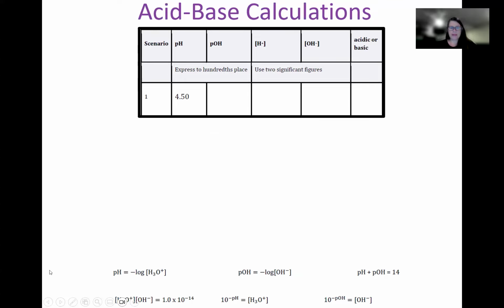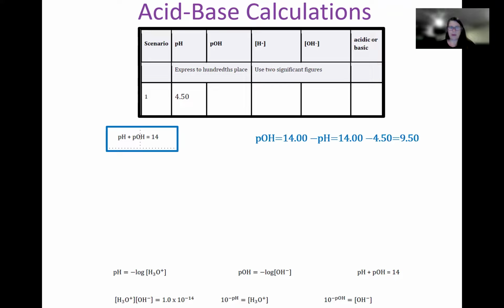Okay, so these are equations that are given on your final exam equation sheet. And I'm given pH and I can calculate pOH using this relationship. I'll use 14.00. And then rearranging, we're just going to subtract pH from both sides and we get pOH equals 14 minus pH, and that equals 9.50.